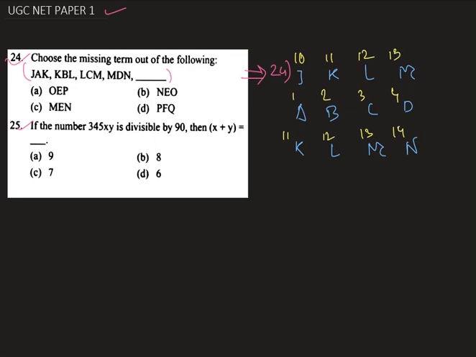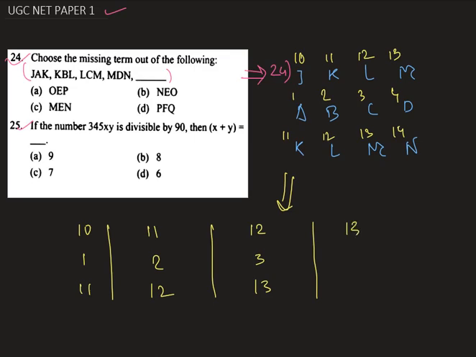Okay, therefore the alphabetical series becomes a number series, that is 10, 1, 11. This is the first cluster of numbers. Then we get 11, 2, 12. Then we get 12, 3, 13. And lastly we get 13, 4 and 14.